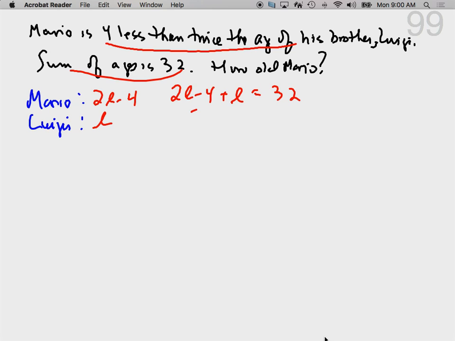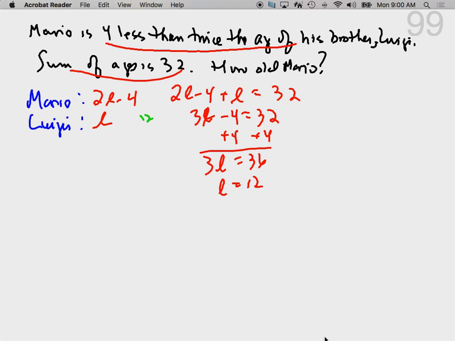Same side, same operation. 3L minus 4 is 32, plus 4, so 3L is 36. Dividing by 3, L is 12. So Luigi is 12 years old, and Mario is 2 times 12, which is 24, minus 4 is 20. If I add 12 and 20, I get 32, so I know I did it right.